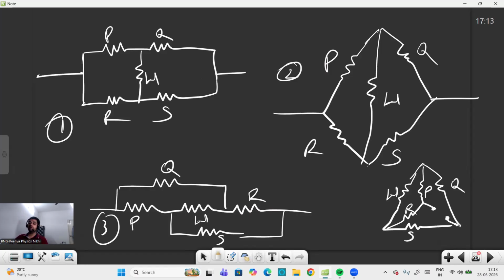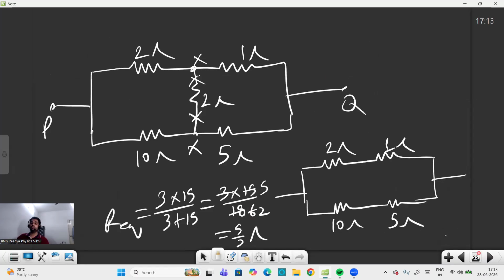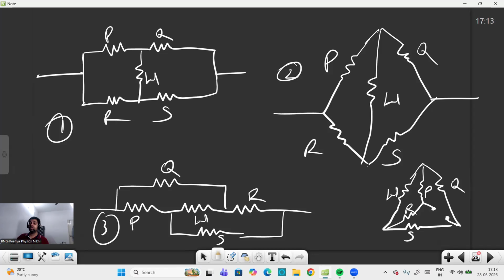So in this way, in different ways, we can convert it into an easier form, and then we can calculate based on the Wheatstone bridge condition. When it is a balanced Wheatstone bridge, directly we can remove the middle one and we can calculate. But sometimes it is an unbalanced Wheatstone bridge. So in that case, what will we do?